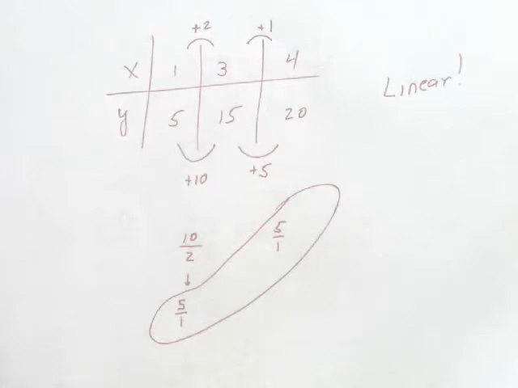You may look back at the table and just recognize that the 2 was skipped on the x-axis, and the corresponding y that would go with that 2 would be a 10.